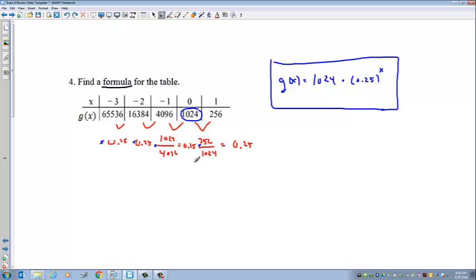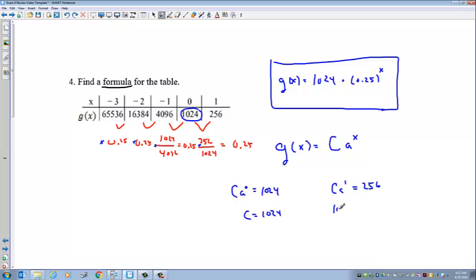Another way to do this is just to set up the form and use data points. So if you don't want to be as intuitive as I was here, you can just write down that this is going to be an exponential, c times a to the x, and you can plug in 0 and you get out 1024, so you'd have c times a to the 0 is equal to 1024, and you could use the 1 and you get out 256. So if you plug in 1, you get out 256. And you'll see here a to the 0 is 1, so it immediately tells you that c is 1024.